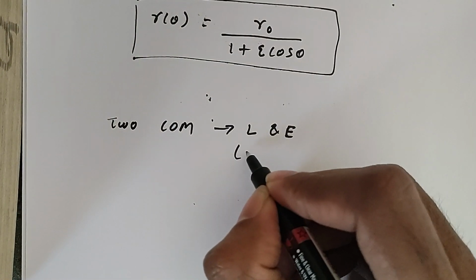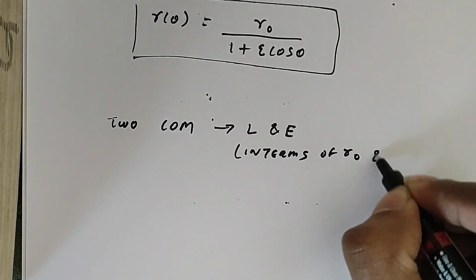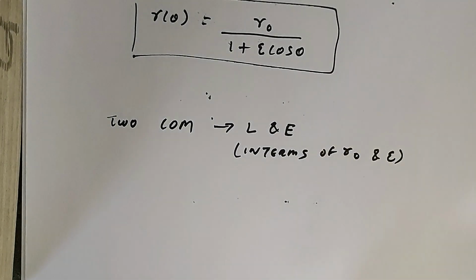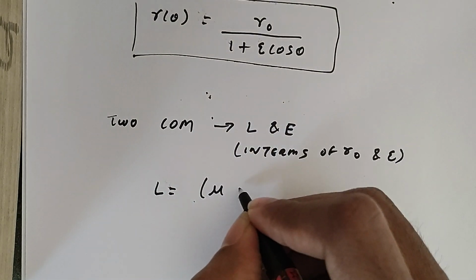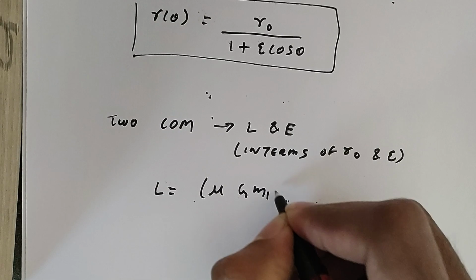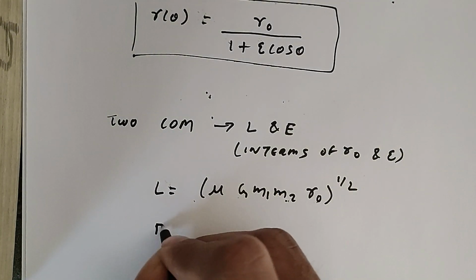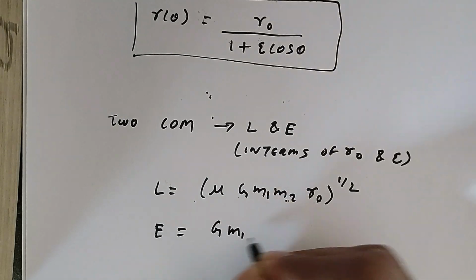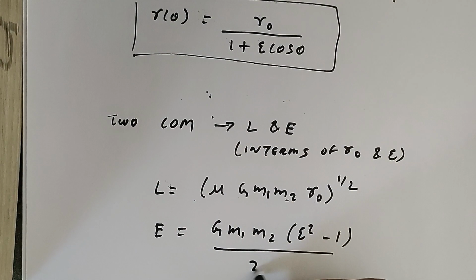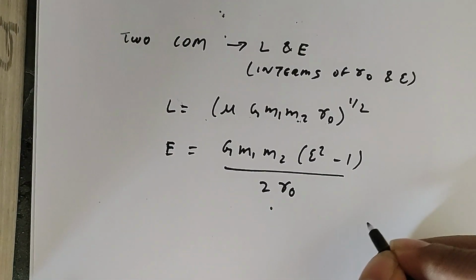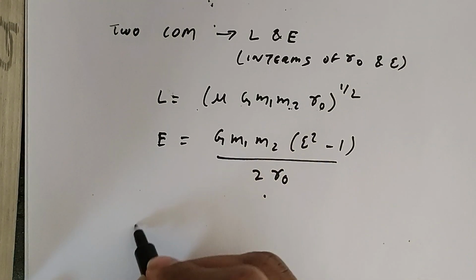We have this equation in terms of R naught and epsilon. We do have this, so let me state it. This is mu, alright. Epsilon square minus 1 upon 2 R naught. So now these are my two constants of motion, alright.